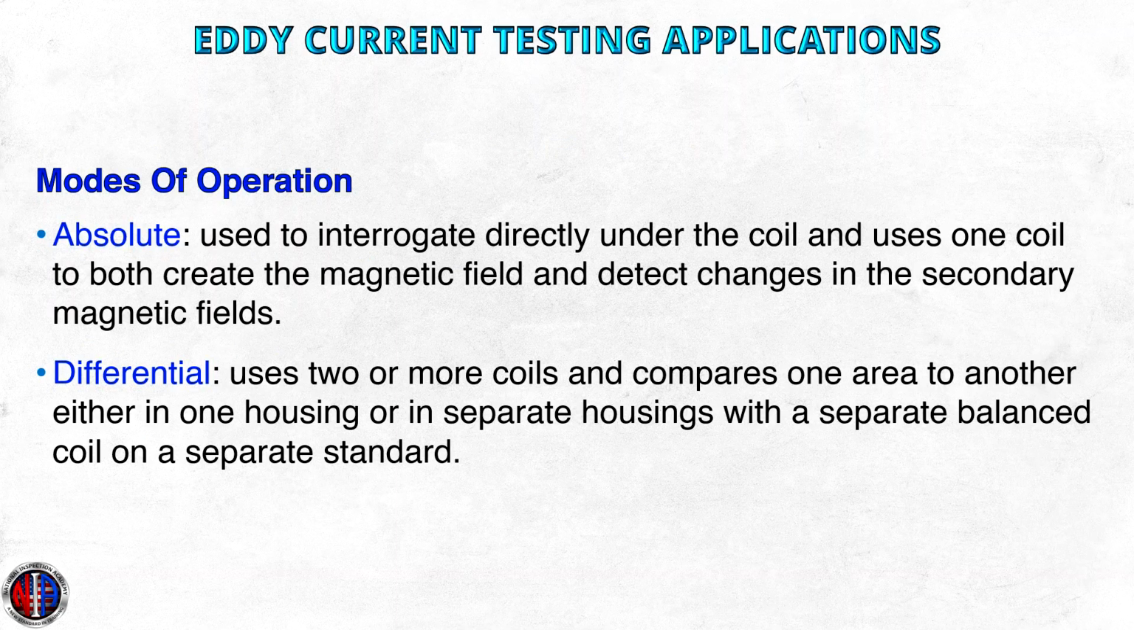Modes of operation. Absolute. Used to interrogate directly under the coil and uses one coil to both create the magnetic field and detect changes in the secondary magnetic fields. Differential. The differential coil design uses two or more coils and compares one area to another either in one housing or in separate housings with a separate balanced coil on a separate standard.